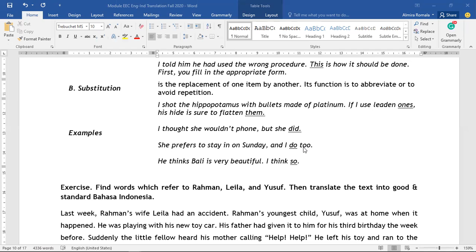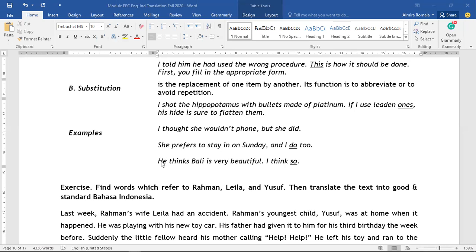Usually in Bahasa Indonesia, we use the suffix "-nya" like this. "Dia memilih untuk tinggal di hari Minggu. Dan aku juga. Dan aku melakukannya juga." So usually with "-nya" to refer to that, we have the same idea as the previous concept.